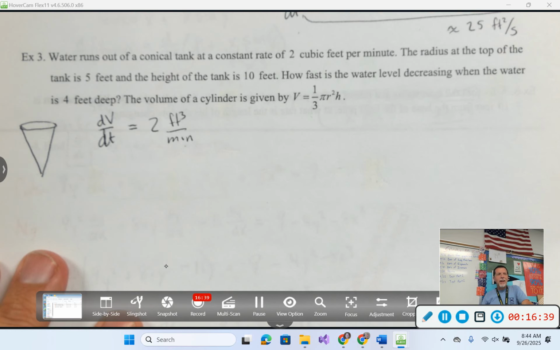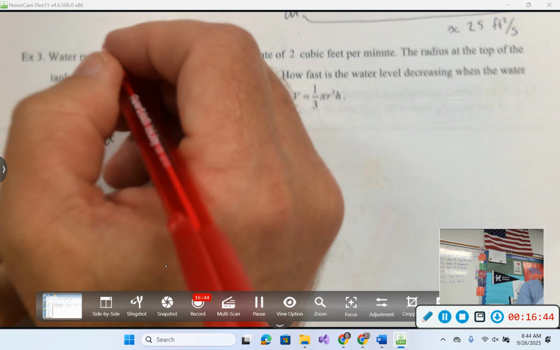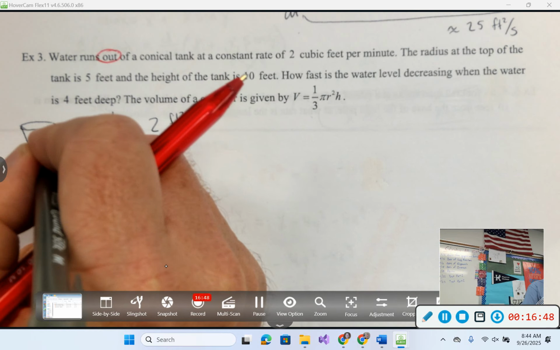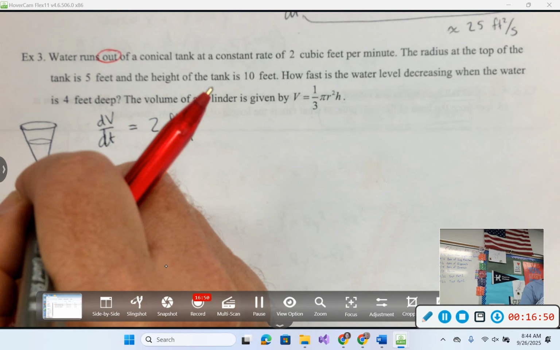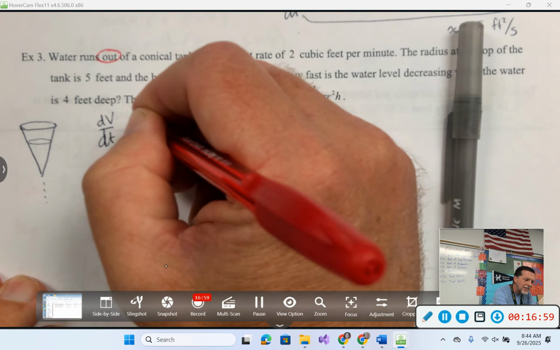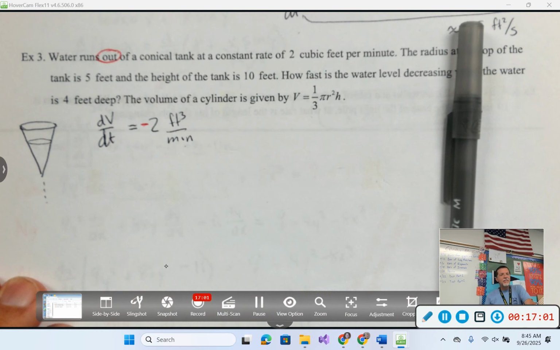It's still not quite right. I don't know if anybody's catching this or not. This would be it. Water runs out of the tank, so my water level is dropping. What'd you say, Braden? Is negative. The amount of water in the tank is decreasing, so the change is negative. We're losing 2 feet cubed per minute.